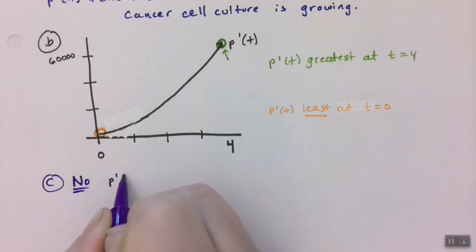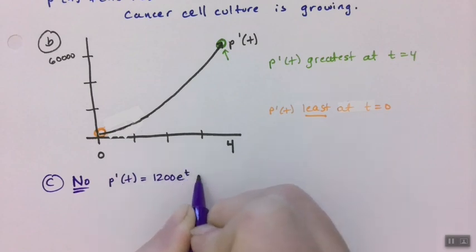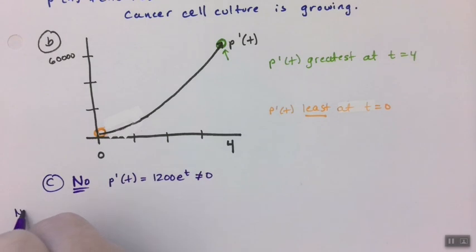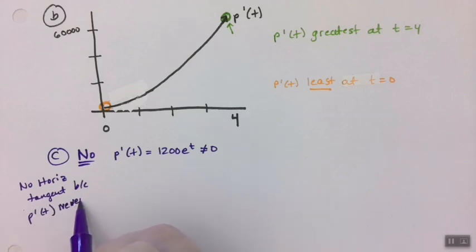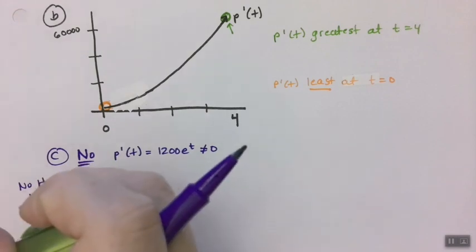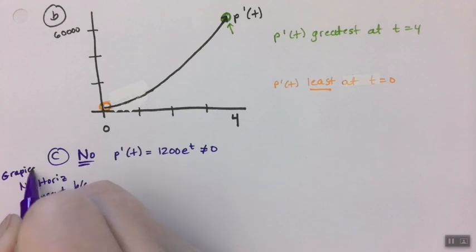So p prime of t equals 1200 e to the t is never 0. So there's no horizontal tangent line, because p prime of t never touches the x-axis, or in our case, the t-axis, sorry. All right, so this is the graphical way to see it. So this is graphical, right here.